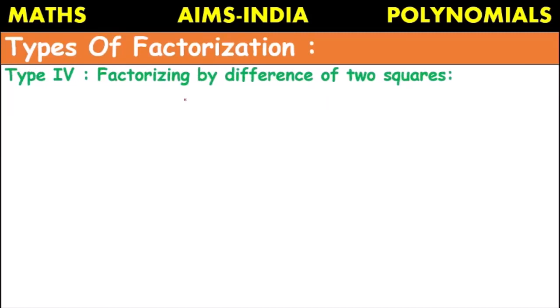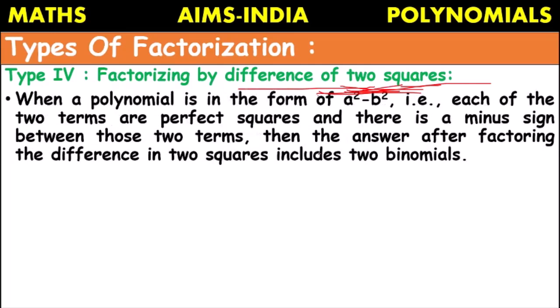Now the fourth method, factorizing by writing as a difference of two squares. Like that also we can factorize. If a given polynomial is in the form of a square minus b square, here each term is a perfect square. The first term a square is a perfect square, the second term b square is a perfect square. Both terms are perfect squares, and there is a minus sign between them.